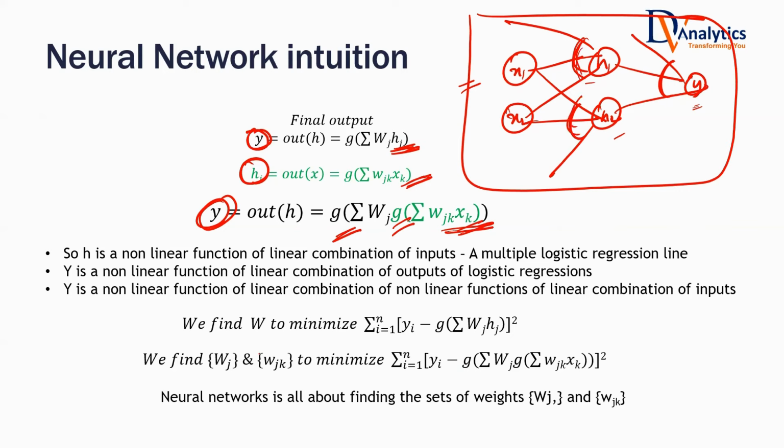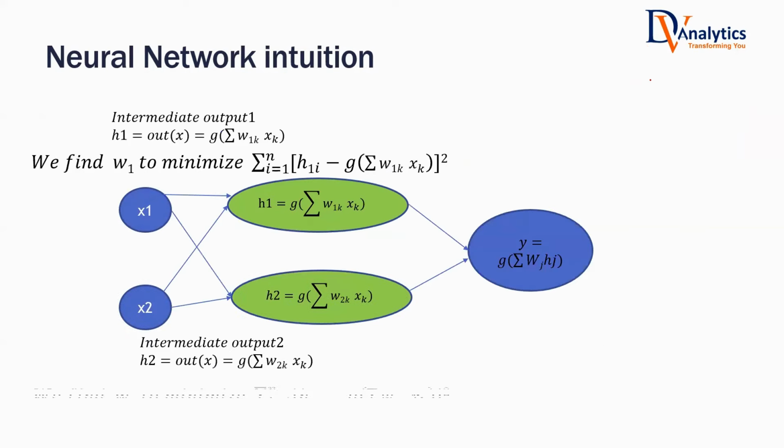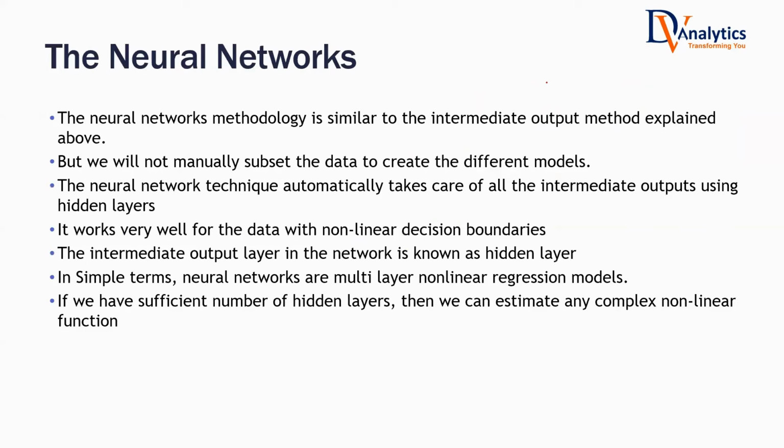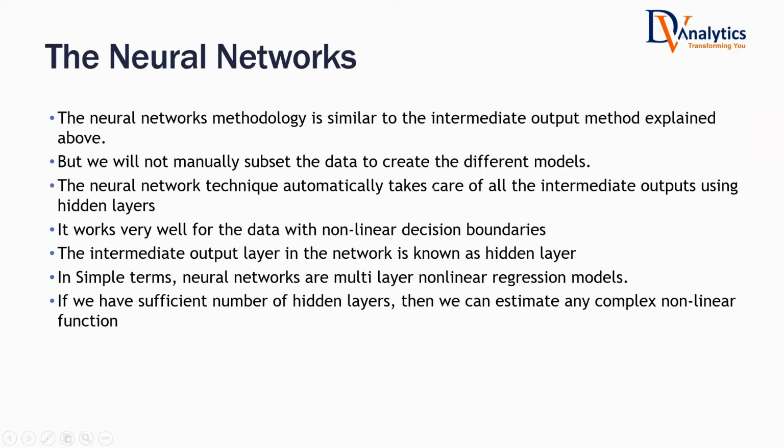Once we go to artificial neural network, what it will do is automatically, within one shot, find all these 9 weights. So neural network is all about finding these weights within one shot. Whatever we have done manually, neural network will do in an automated manner. It will automatically build H1, automatically build H2, and then automatically build H1, H2 versus Y, and all those 9 weights will be given to you within one shot.